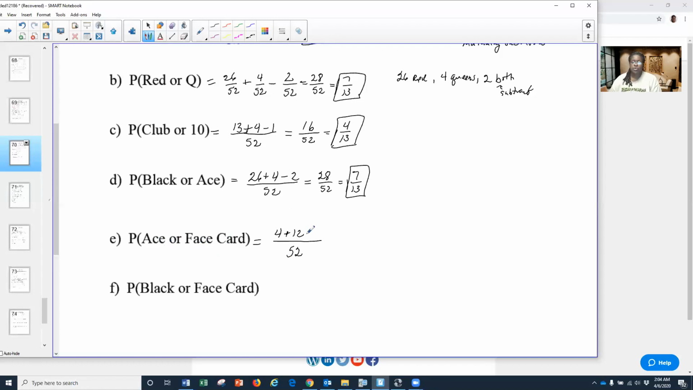Okay, so you don't have to write the minus 0 here. If it makes you feel better, put it. But if it's going to be a minus 0, you don't have to write it. So we have 4 plus 12, 16 over 52, which we know reduces to 4 over 13. Right?